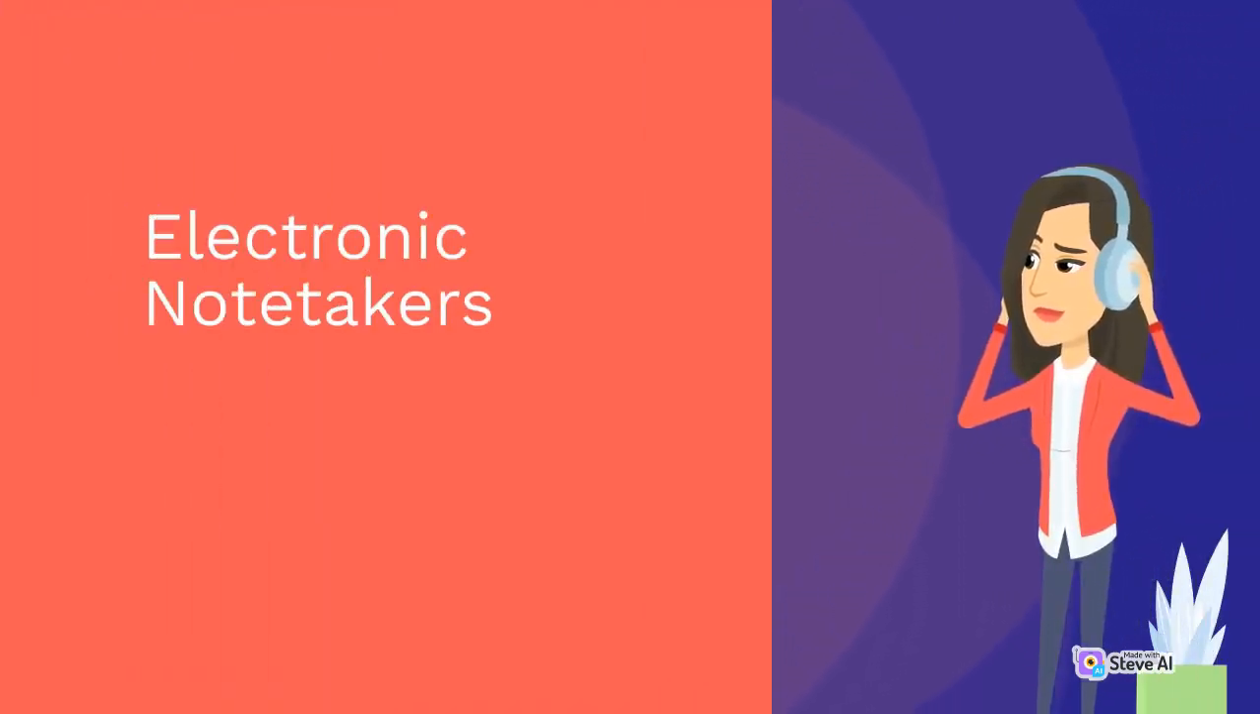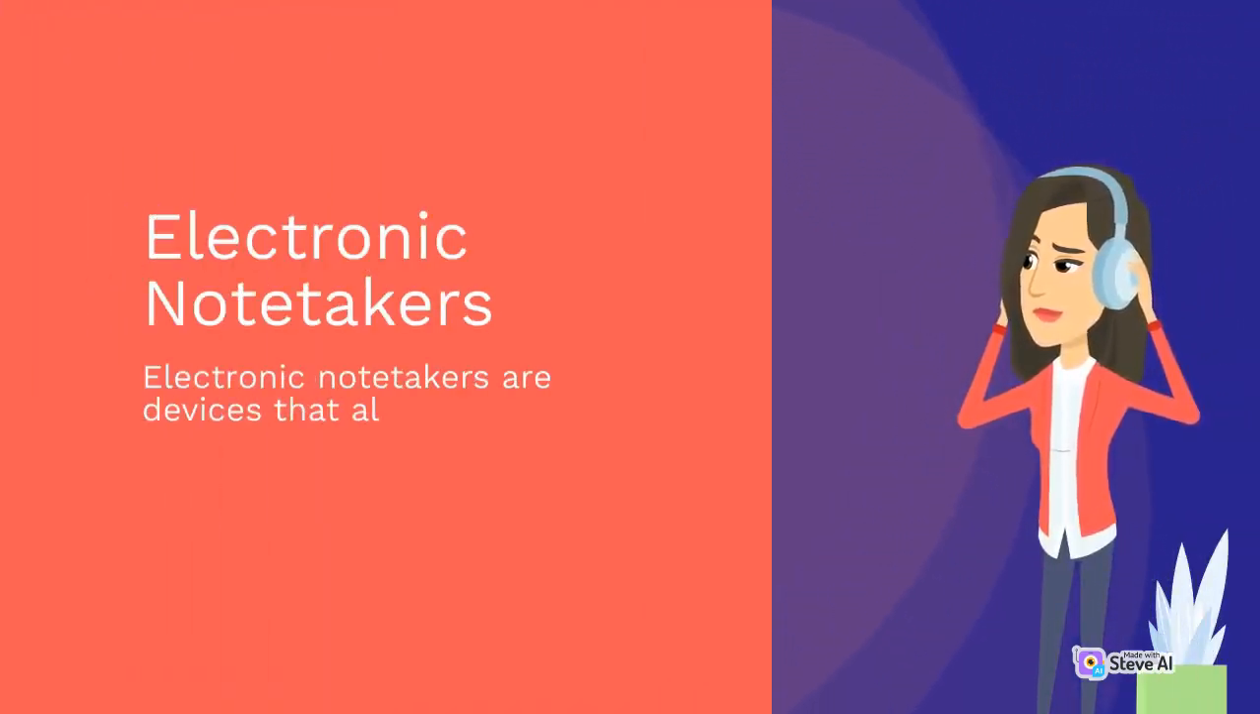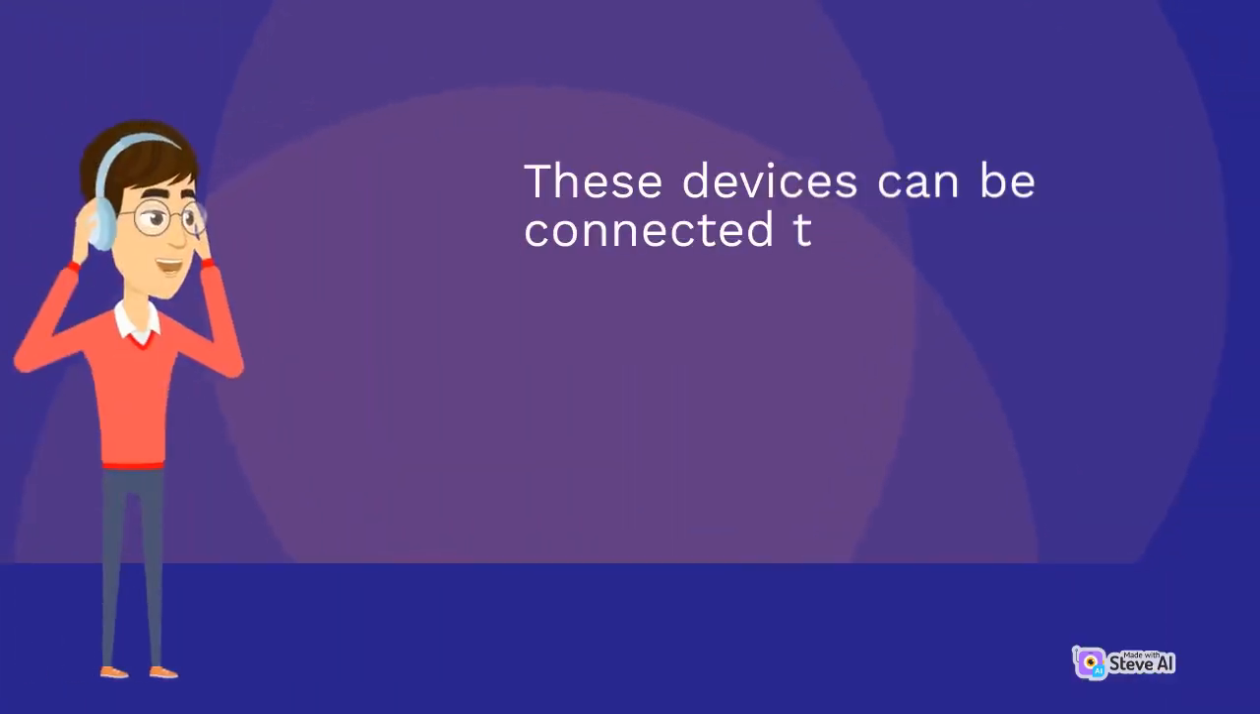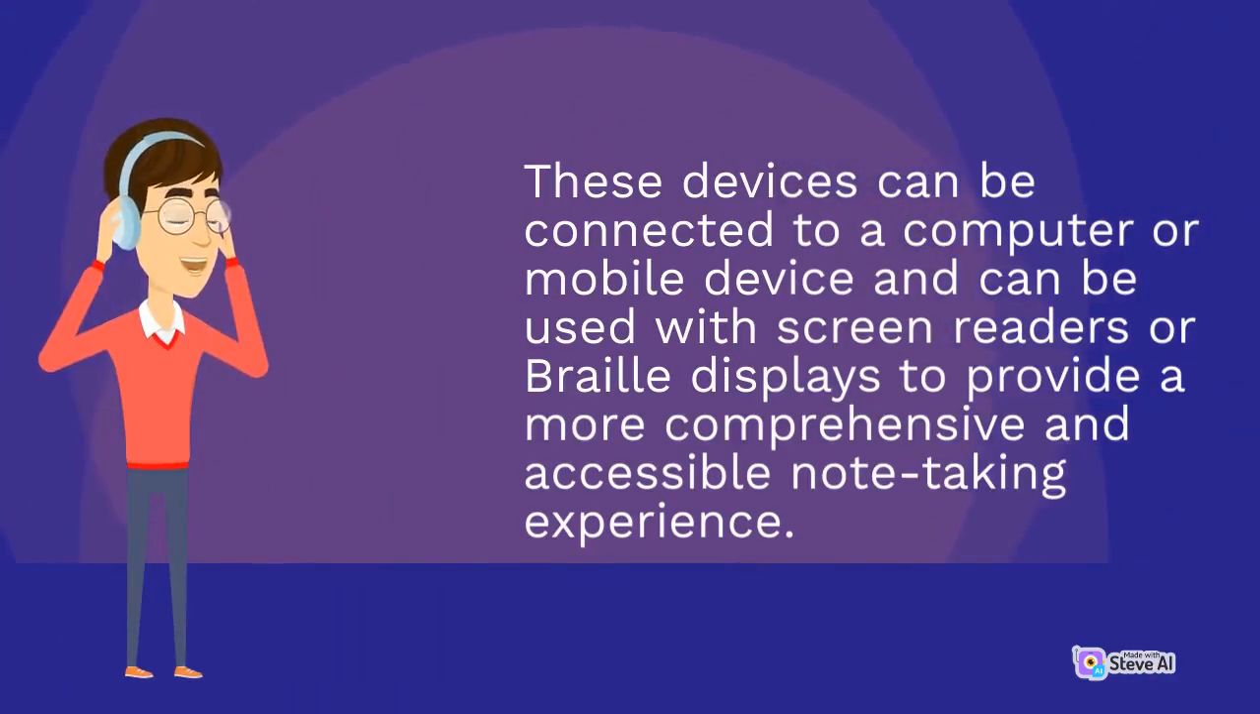Electronic note takers. Electronic note takers are devices that allow individuals with visual impairments to take notes in a digital format. These devices can be connected to a computer or mobile device and can be used with screen readers or braille displays to provide a more comprehensive and accessible note-taking experience.